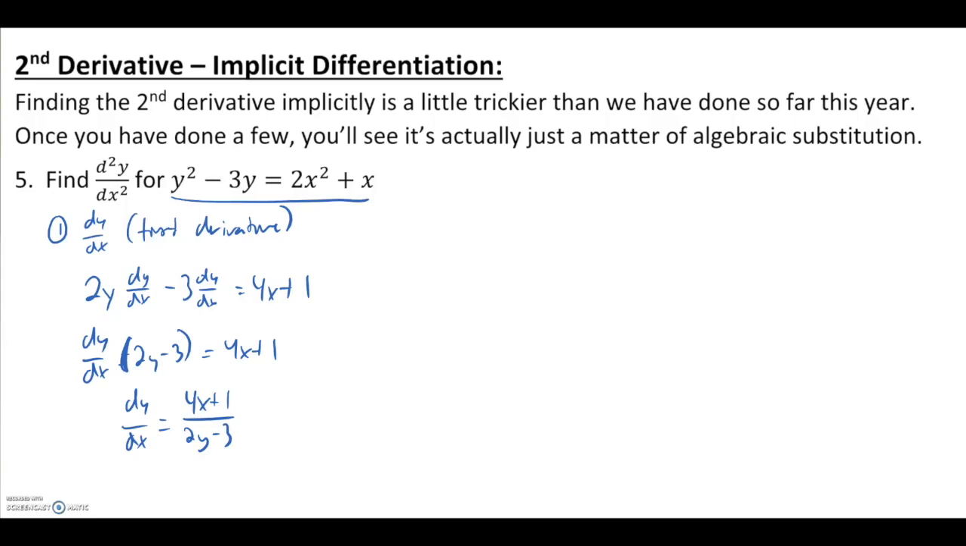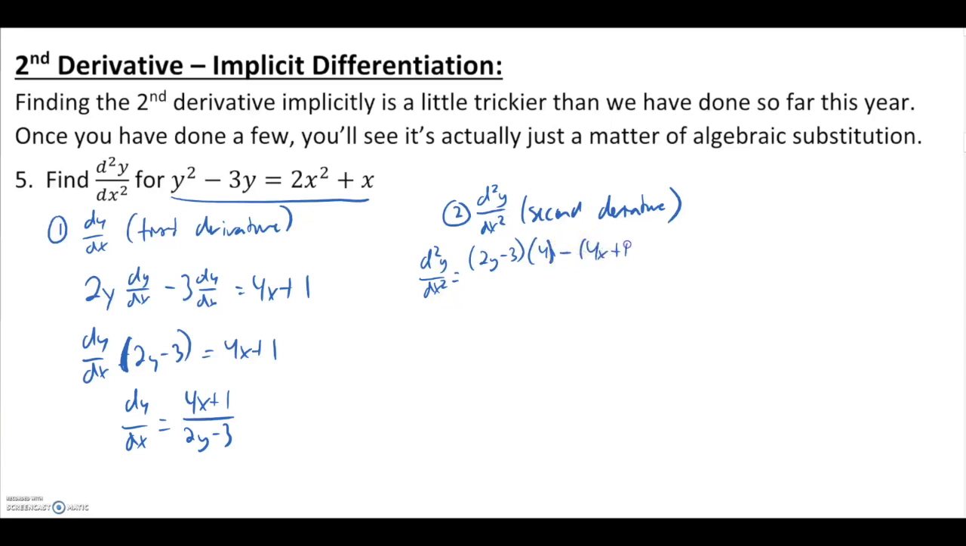And hopefully you got this. Dy dx equals 4x plus 1 over 2y minus 3. And we're going to go ahead and go for the second derivative. And on this one, hopefully you notice we're going to have to use quotient rule on it. So our second derivative will equal low d high, and again, that being a function of x, I don't have to worry about it too much right now, minus high 4x plus 1 times the derivative of the bottom, which would be 2 dy dx from differentiating that 2y, all over 2y minus 3 squared.